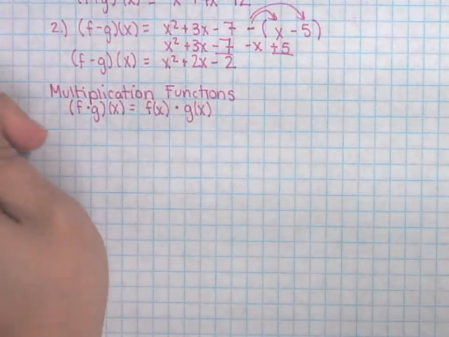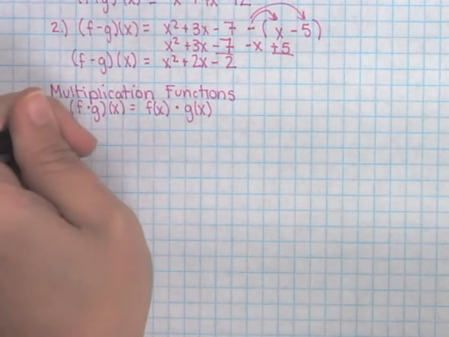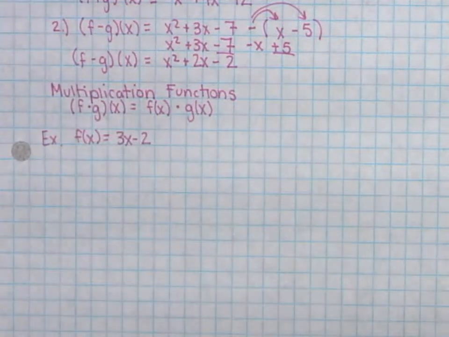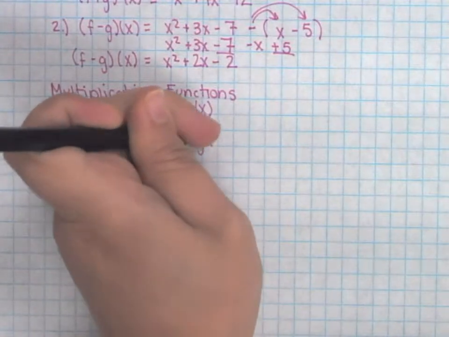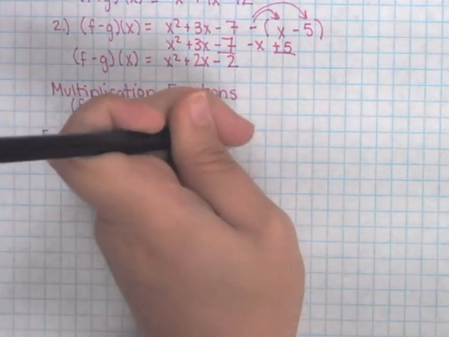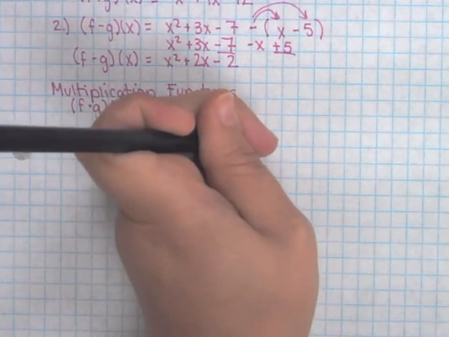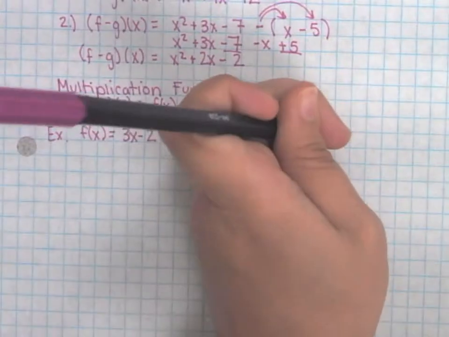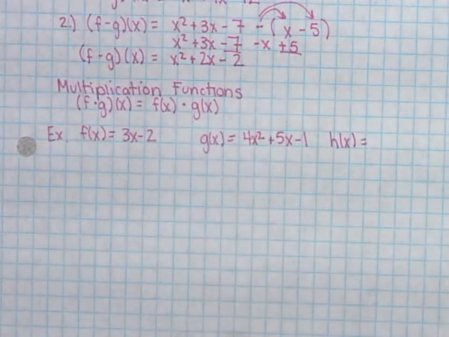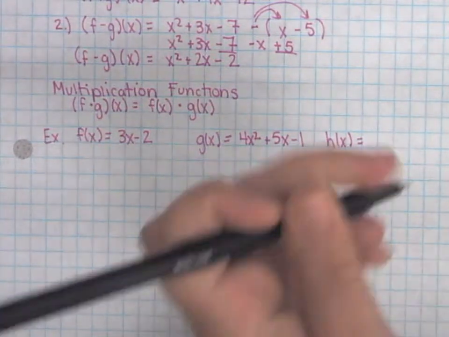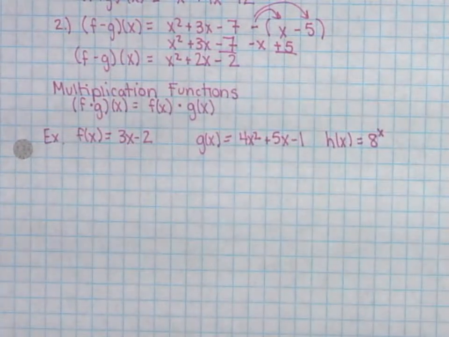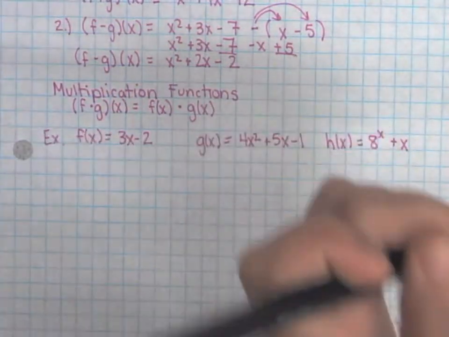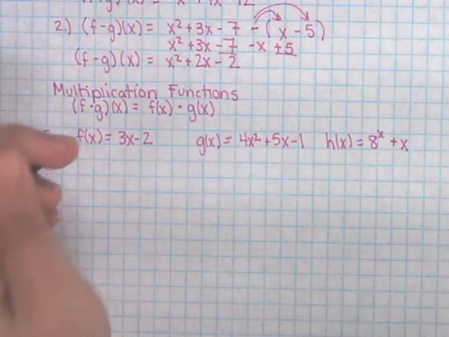Okay, so example, f of x equals 3x minus 2. g of x equals 4x squared plus 5x minus 1. And h of x equals, oh, this is ugly, 8 to the x power plus x. I did not make up that equation. Okay, then they'll give you a problem.